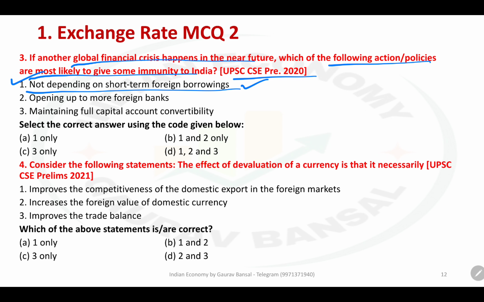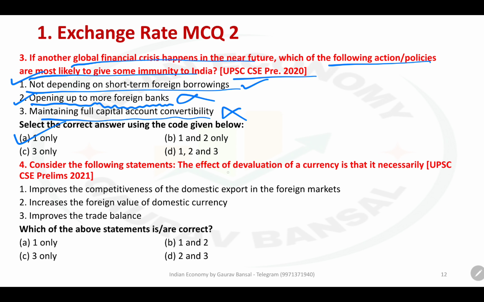Second option, opening up to more foreign banks. What does it mean? It means we are borrowing more and more from international markets. We are reaching out to more foreign banks. It is not opening up more foreign banks, it is opening up to them. So if we are going to open up to more foreign banks, that would actually mean we are taking more foreign loans, which is not a good thing. So this is not a correct option. Maintaining full capital account convertibility will take away control from us and reduce immunity. So 3 is also not correct. 1 only will be the answer.